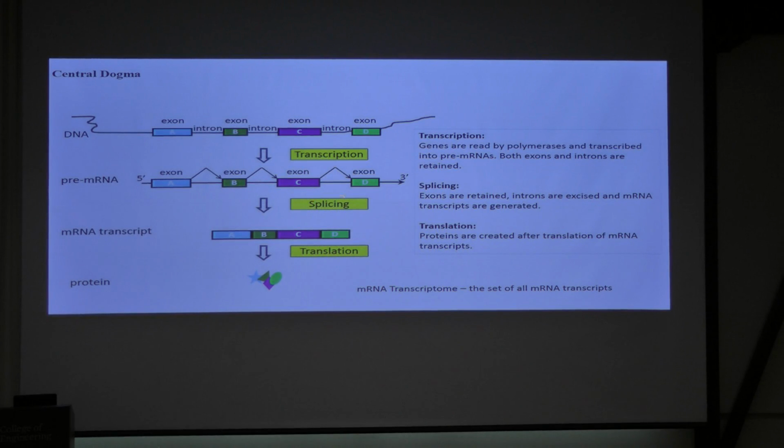In the next step of splicing, the introns between the exons will be removed, and all the exons will be connected together into an mRNA transcript. In the last step, the mRNA transcript will be translated into proteins. As we can see, the mRNA transcript actually serves as a bridge from the DNA genes to the proteins.